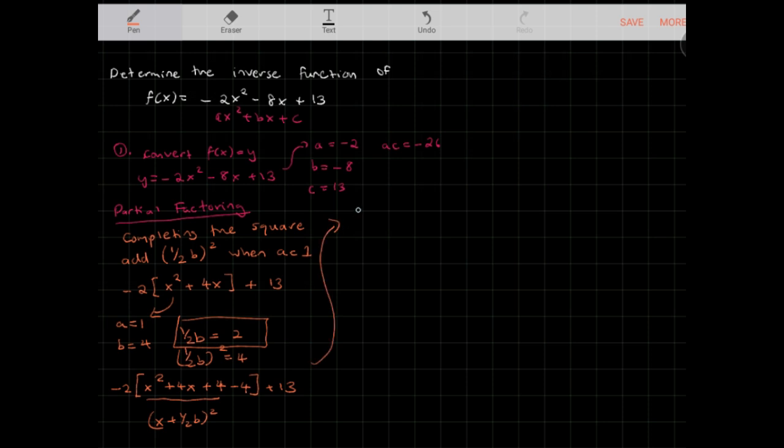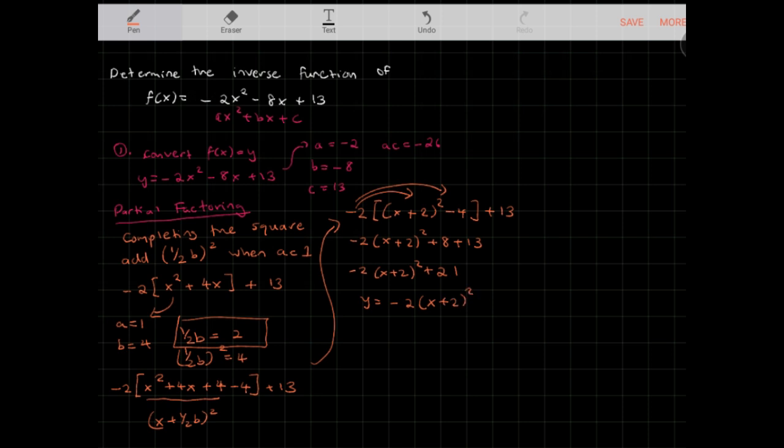So if we do factor this, we get negative 2, and all of this becomes x plus the 1/2 b term, which is 2, so x plus 2 squared, minus 4, plus 13. And then we want to expand this out. So we get negative 2 times x plus 2 squared, plus 8, plus 13. You get negative 2 times x plus 2 squared, plus 21. Okay, so this is what the function looks like now. So now we have y is equal to negative 2 times x plus 2 squared plus 21. So this is the function that I'm going to be working with.